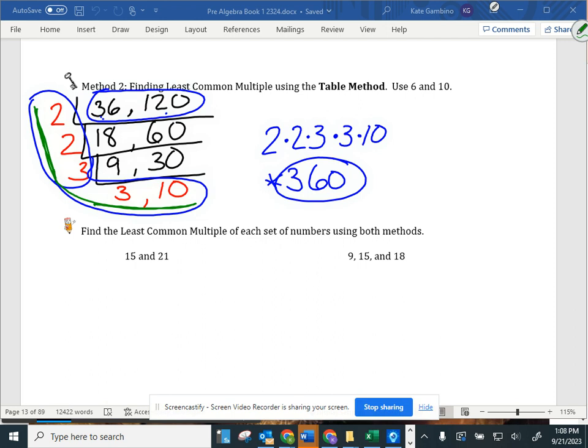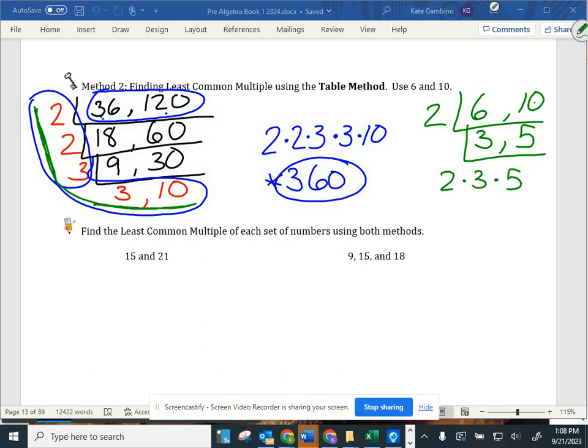Okay. So now let's do it with our 6 and 10. So if my numbers are 6 and 10, what can I pull out? 2. 6 divided by 2 is 3. 10 divided by 2 is 5. Can I pull anything else out? No. So what am I going to multiply together? Fiona?